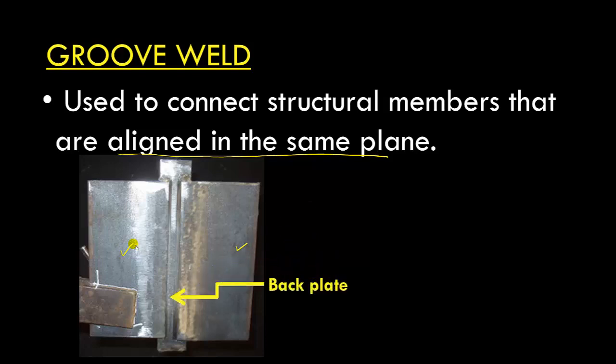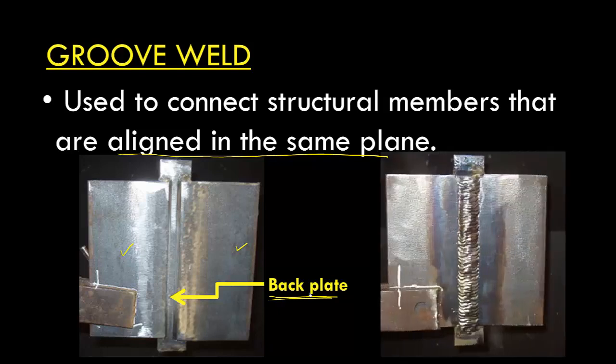What we will do is provide a base plate in the back, often called a back plate. Once I have this back plate, we can fill the material in this region, and that is shown here. If I fill the weld material in this region, we will have a groove weld. It is called a groove weld because we first make a groove and then fill the material. So this is an example of groove weld.